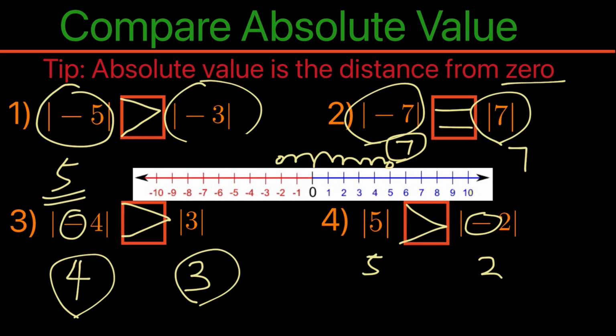So these 4 are examples of how you would compare absolute value. And the absolute value is the distance from 0. And without using a number line, it's quite easy to simply remove any negative value inside the absolute value, and you will have the distance from 0. If it's -7, you will have 7. If it's a positive 7 inside the absolute value, it will remain to be 7. After you get the absolute value of each number, then you can compare them and come up with the answer.